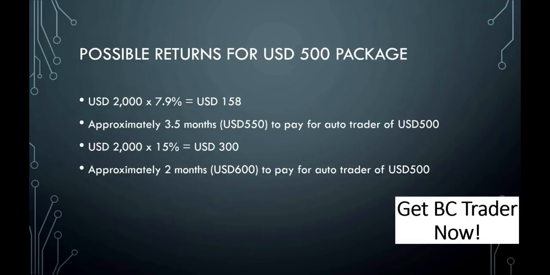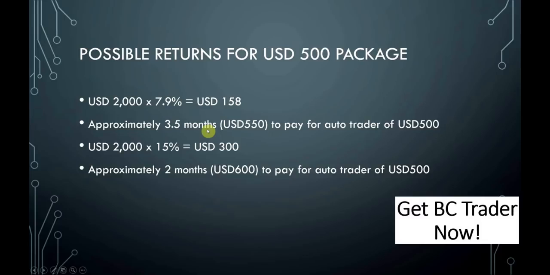All right. Okay, so 500 package. You can trade 2,000 US dollars. That would get you about $158 a month on average. Okay, so it would approximately take you about 3.5 months to pay for your auto trader, and then you will be in profit. Okay, so this 500 is of course not including the $99 membership package. That is something that I'll talk about a little later on, but just the 500 package for the auto trader, you can make it back, conservative estimates, in 3.5 months.